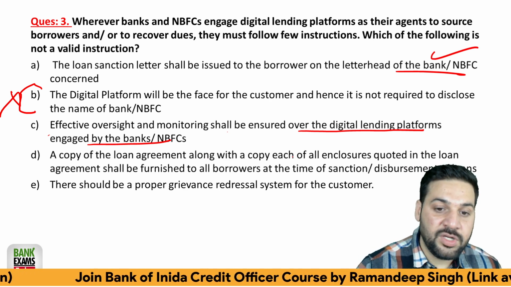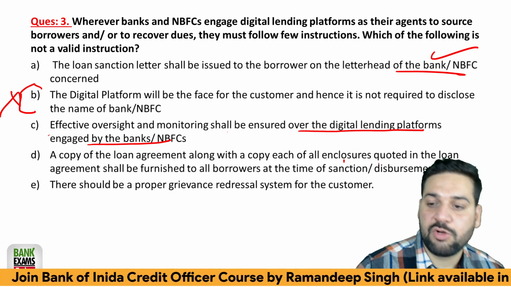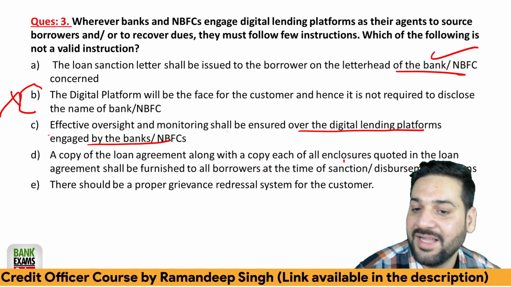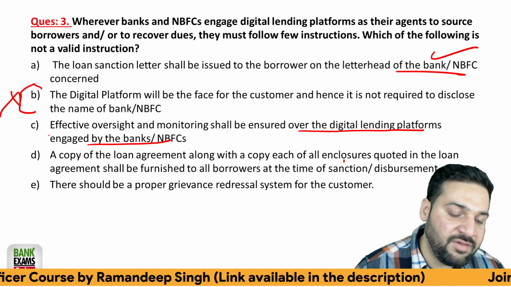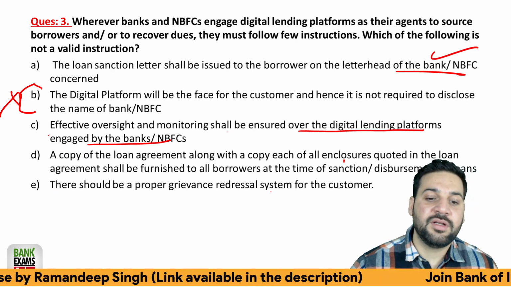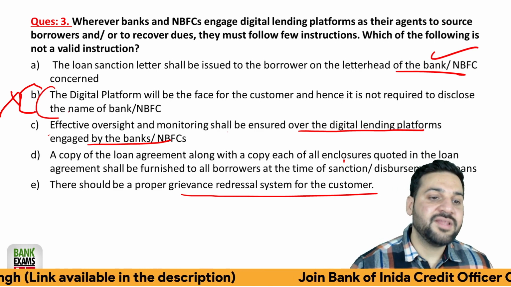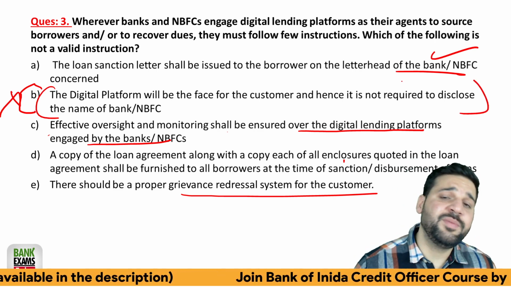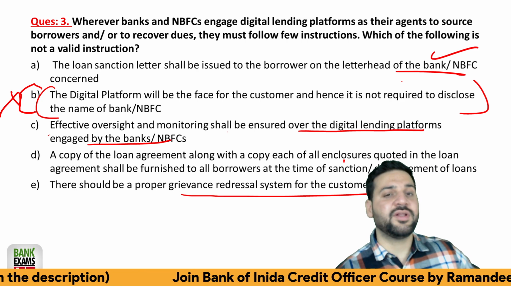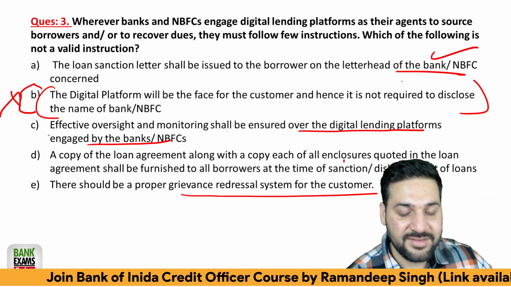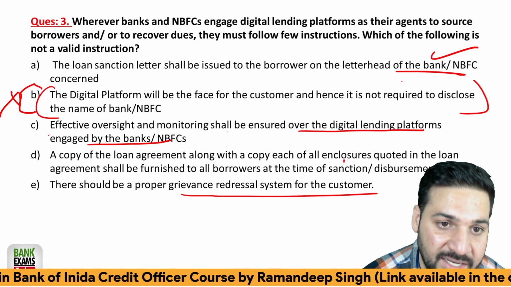A copy of the loan agreement with a copy of each enclosure quoted in the loan agreement shall be furnished to all the borrowers at the time of sanction. So a copy of the loan agreement should be provided. There should be a proper grievance redressal system for the customer. So basically, it should be clearly disclosed to the borrower that the provider is HDFC Bank, and that we are not the actual providers. B is the correct answer. B is the correct answer.